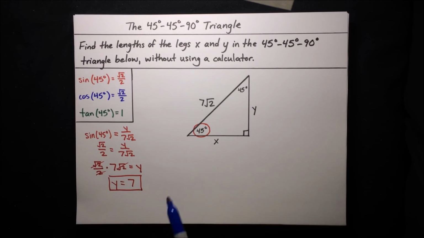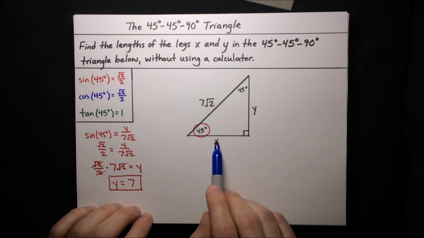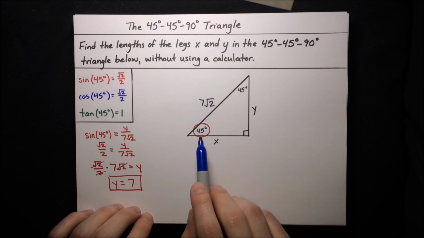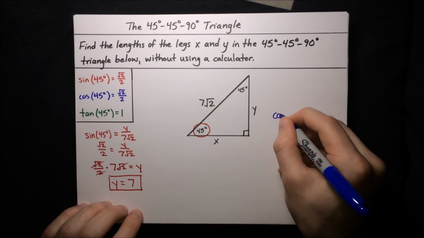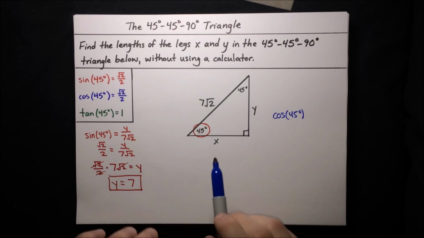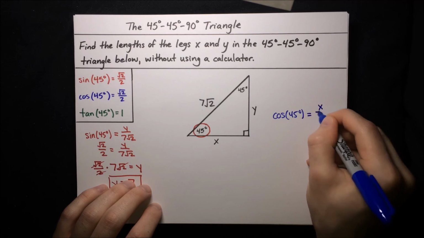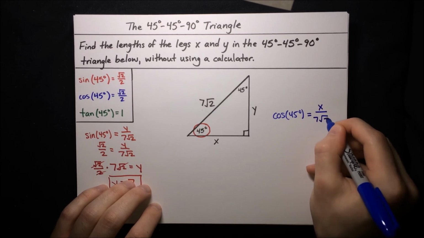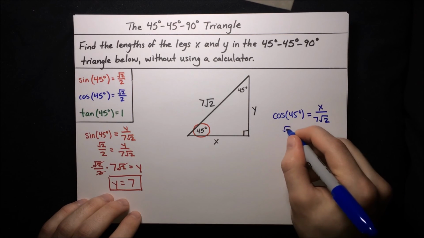All right, and now how about x? So why don't we choose the trig function that relates x to the hypotenuse here, 7 root 2. That's just going to be cosine. So let's write that down. Cosine of 45 degrees, that's equal to adjacent over hypotenuse. So x over hypotenuse, 7 root 2, and we can sub in for cosine of 45 degrees. That's just root 2 over 2.